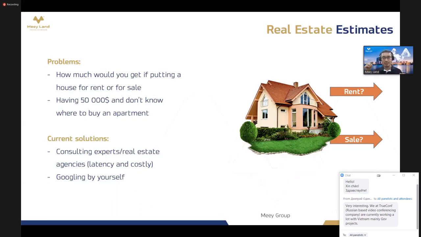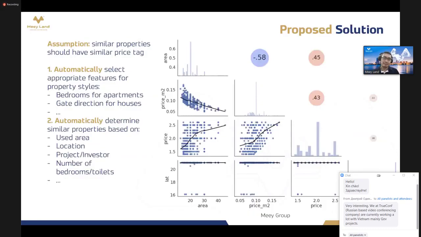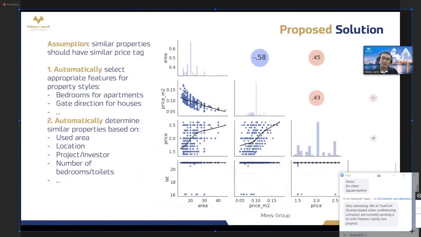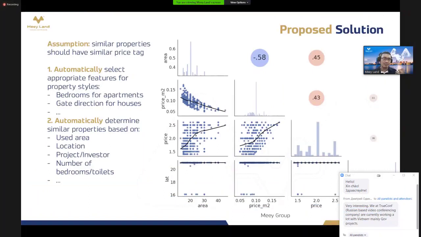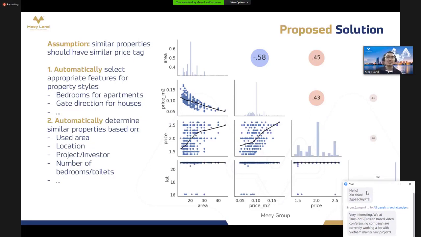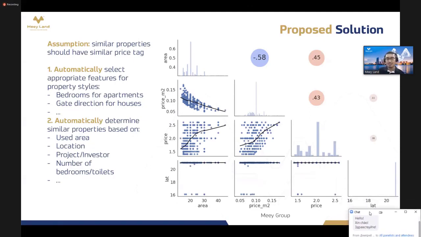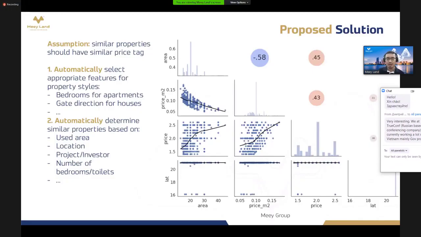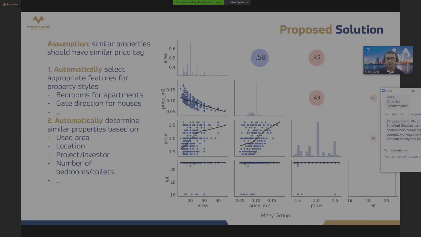In order to build a system that when you put in some input, it will return the price for that property, the assumption that we made is that similar houses have similar price tags. So if you have two houses with similar features and close to each other, then the price of the first one should not be too far away from the second one. In general, that assumption is acceptable. Based on the assumption, we try to construct a machine that can do two things.